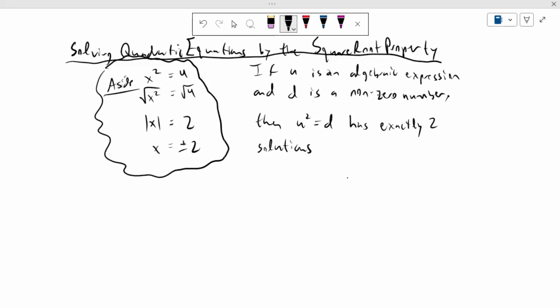And those solutions are that U is equal to the positive square root of D, or U is equal to the negative square root of D. Because we took the square root on both sides, we got the plus or minus. Okay, fair enough.